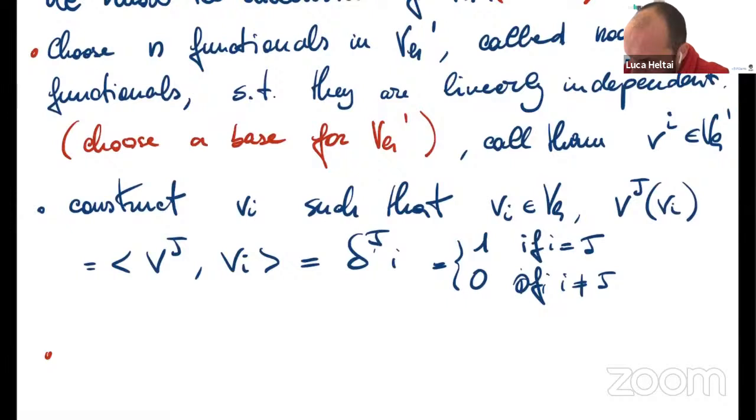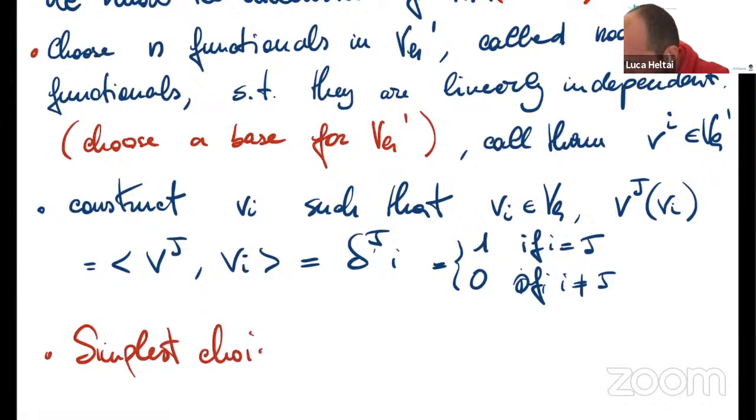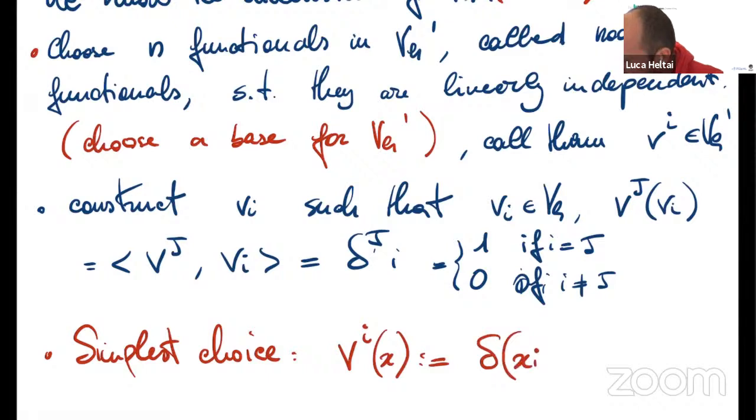One simplest choice, but not the unique choice that one has. We choose V^i of x to be the Dirac delta centered on x_i. And this is for i that goes from 1 to n.